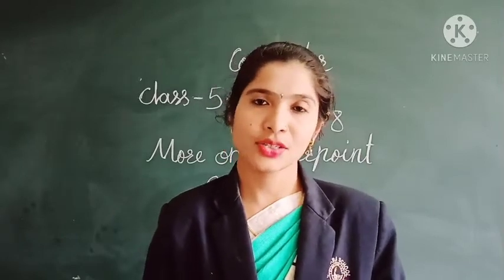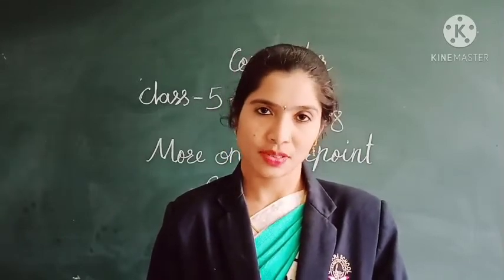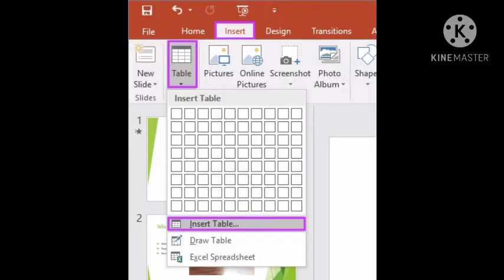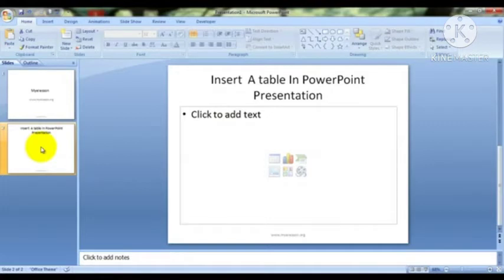Tables consist of rows and columns. Let's see. They help to organize information systematically, to highlight important points, to enhance readability and grab a reader's attention. We can insert a table in a slide using the following steps. Let's see the steps to insert a table.